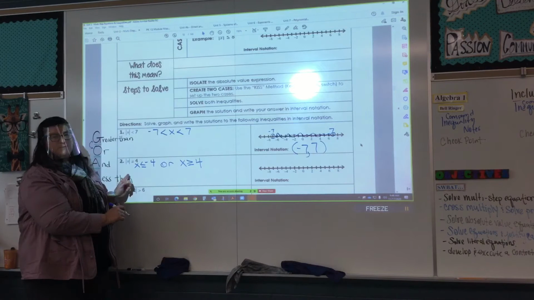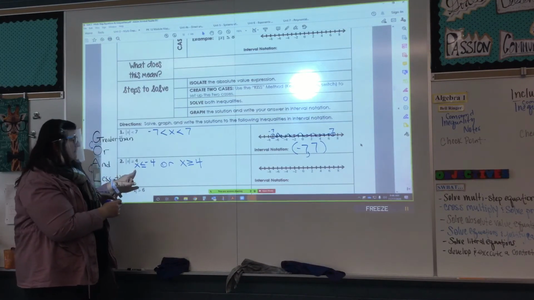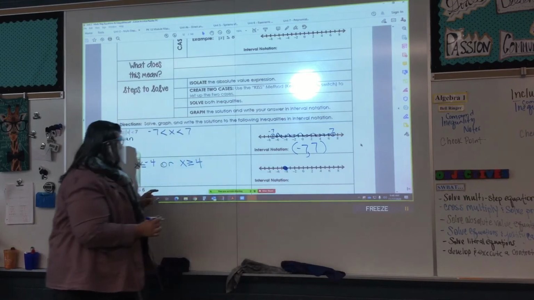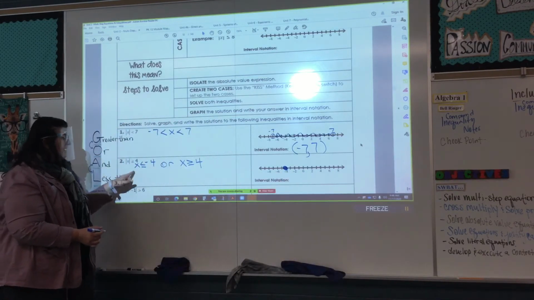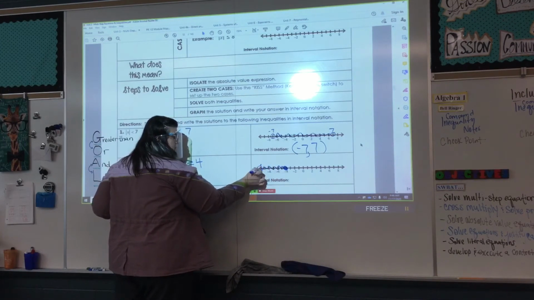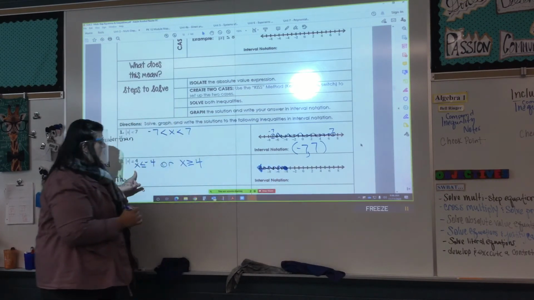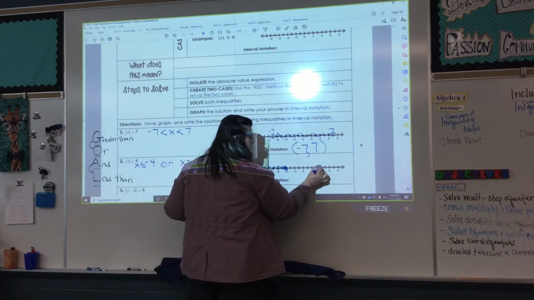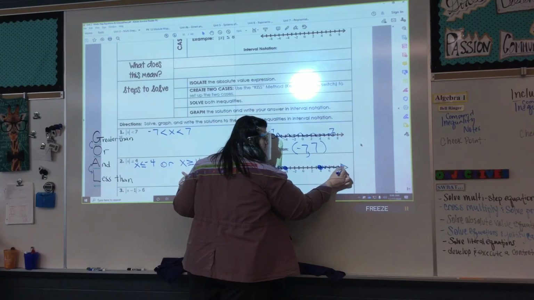X is positive, it's by itself, it's on the left. We have a closed dot at -4, and it is being shaded to the left. So I'm going to shade this to the left. A closed dot at +4, and it's greater than, so I'm shading to the right.